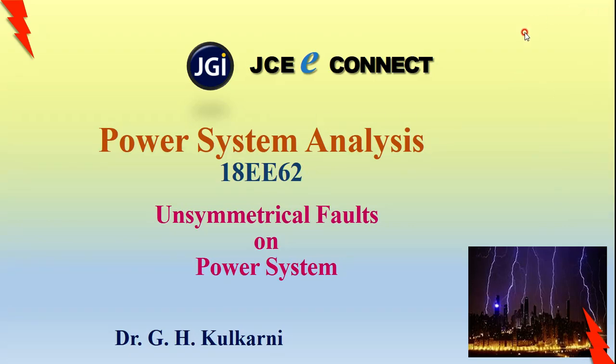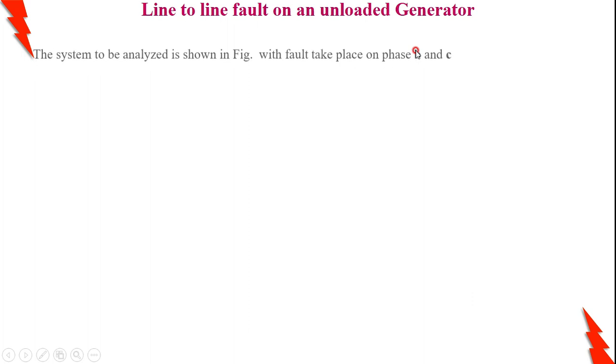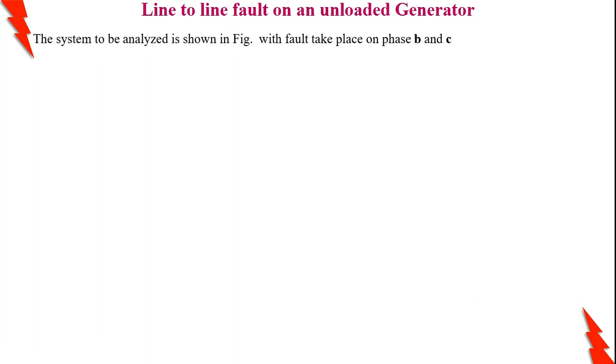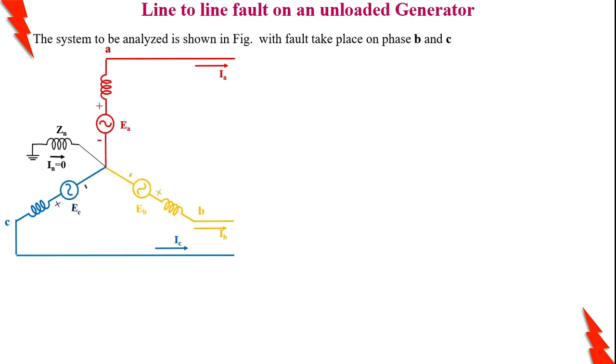Continuing with the unsymmetrical fault analysis on power system, today's session we will look into the line-to-line fault occurring on an unloaded generator. Here I will consider an unloaded generator in which a fault is occurring between line B and C. I have shown the representation of a three-phase alternator which is operating under no load condition.